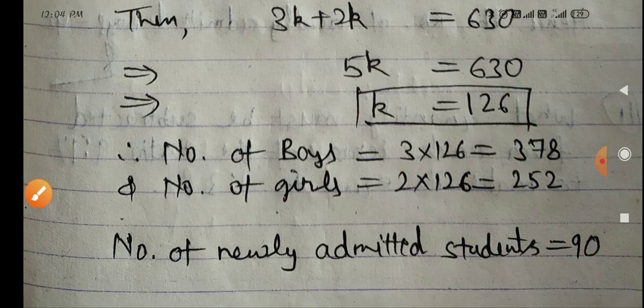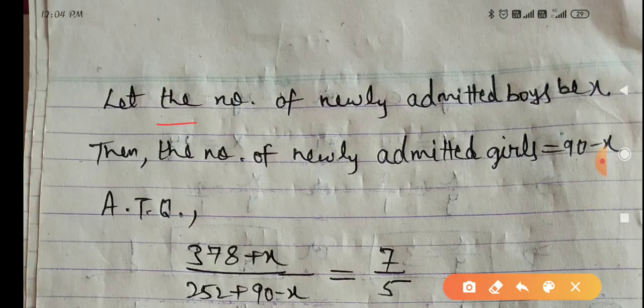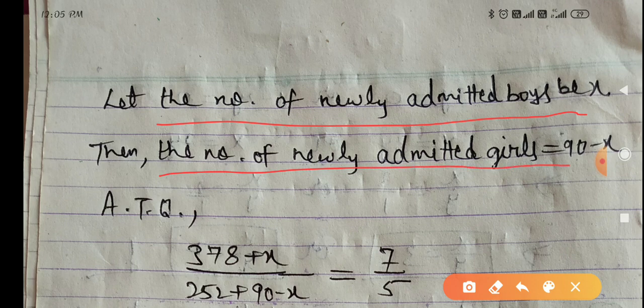Now newly admitted students, it is given 90. Newly admitted students 90. So let the number of newly admitted boys be x. You have supposed the number of newly admitted boys to be x. So the number of newly admitted girls will be 90 minus x, because total newly admitted students are 90 and number of boys x. So number of girls will be 90 minus x.